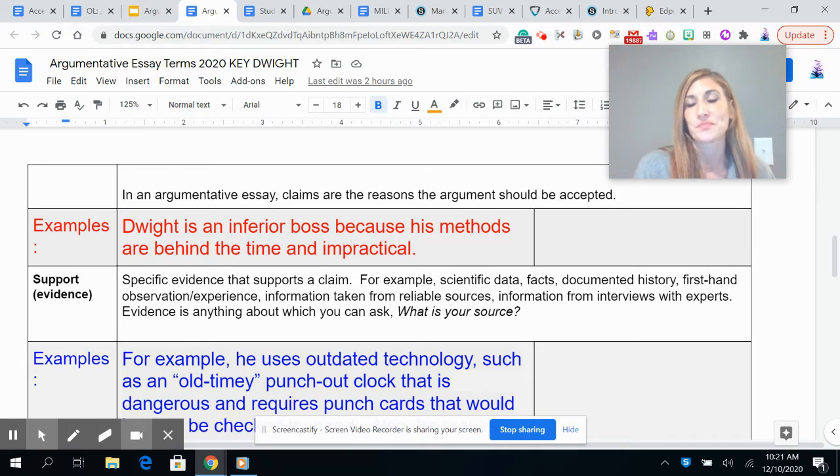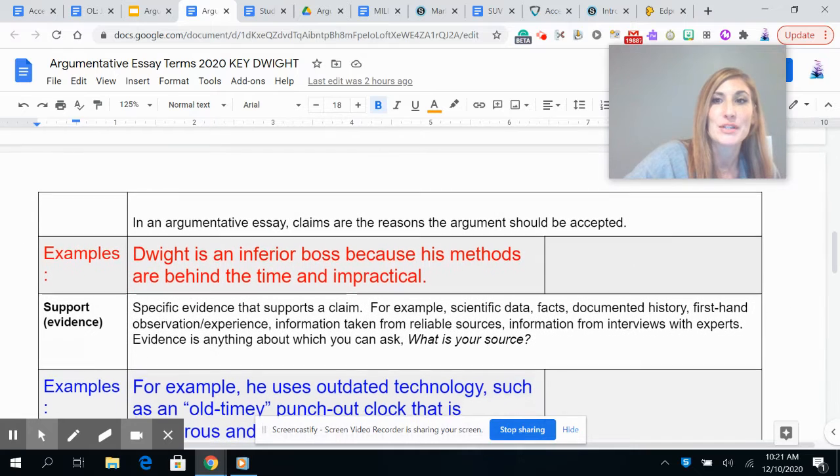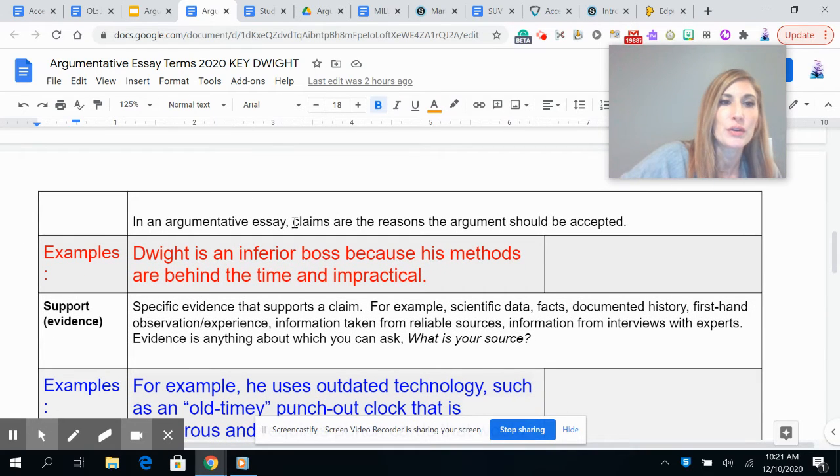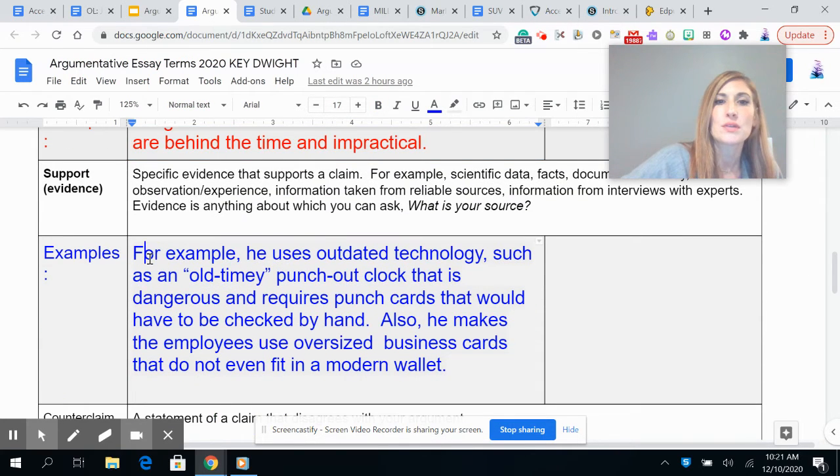Now, in this case, I guess you could look at it as observations, first-hand experience, right? Because some of this comes from Jim as he's being interviewed. We're observing some of the behaviors. So I need some examples, some information, some support to prove that this claim is valid. For example, he uses outdated technology such as an old-timey punch-out clock that's dangerous and requires punch cards that would have to be checked by hand. Also, he makes the employees use oversized business cards that don't even fit in a modern wallet.